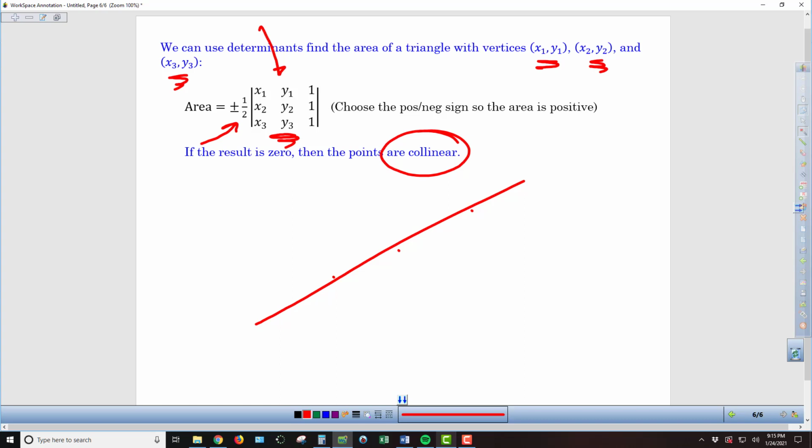So if you want to know if 3 points are collinear, throw them into this determinant. If you get 0 as the determinant, then that tells you that those points are collinear. If you get a non-zero answer, then that tells you that they are not collinear and that they form a triangle, and then you can find the area by multiplying by 1/2.